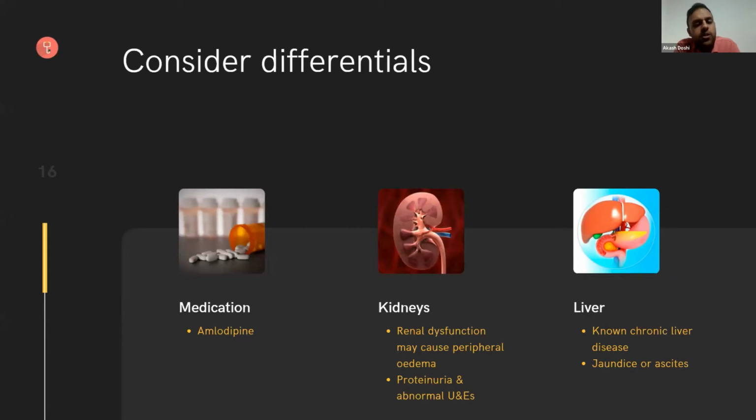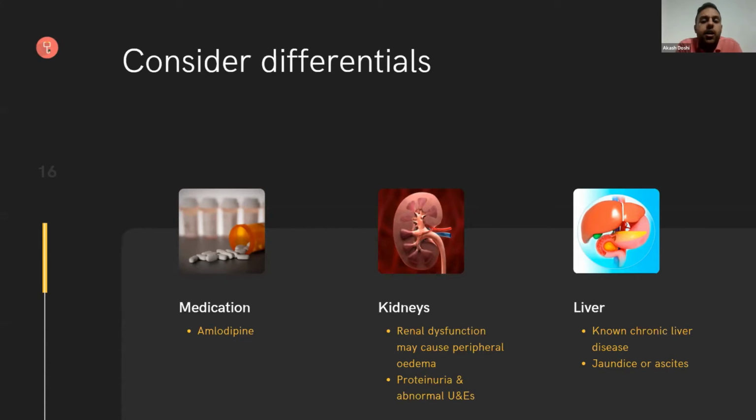But there are some things just to bear in mind that could be alternatives. For example, medications. Amlodipine, particularly the 10 milligram dose. The 5 milligram dose doesn't tend to cause peripheral edema, but the 10 milligram dose does. Kidneys. One thing to look out for is whether the patient has got proteinuria, i.e. can you quickly get a urine dip and check if they've got protein? Because that might signal that it might be the kidneys that are doing this. And also you can check the U&Es to see if there's some renal dysfunction.